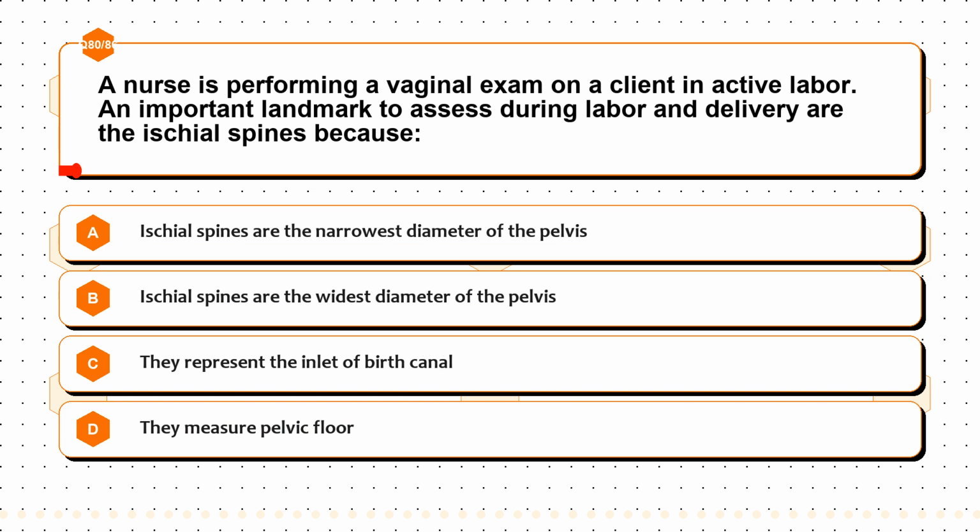Question 80. A nurse is performing a vaginal exam on a client in active labor. An important landmark to assess during labor and delivery are the ischial spines because, here are the options. Option A. Ischial spines are the narrowest diameter of the pelvis. Option B. Ischial spines are the widest diameter of the pelvis. Option C. They represent the inlet of the birth canal. Option D. They measure the pelvic floor.